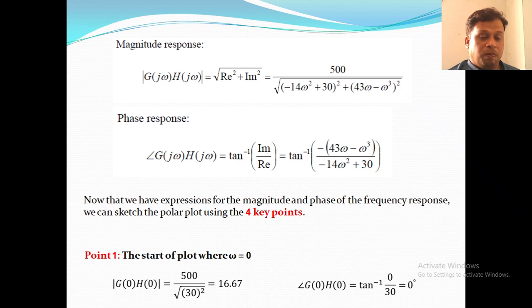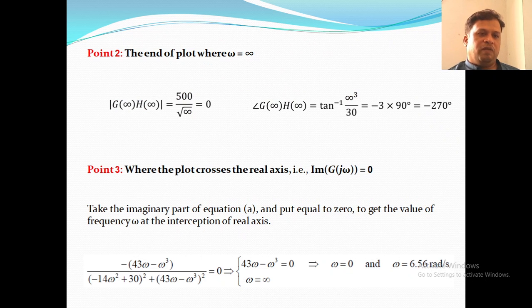Now we can sketch the polar plot using 4 key points. First, the start of the plot, where omega is equal to 0: G(0)H(0) equals 500 by 30, which comes to around 16.67, and the angle is 0 degrees. Now the end of the plot, where omega is equal to infinity, we get 0 magnitude. The angle, using the tan inverse formula, is 3 into 90 degrees, that is equal to minus 270 degrees.